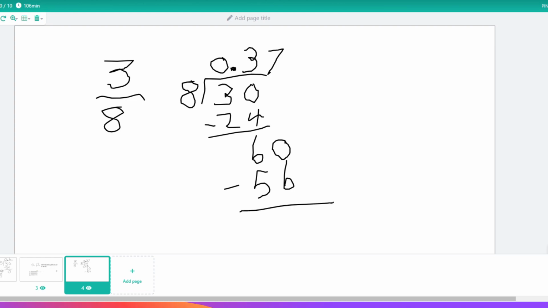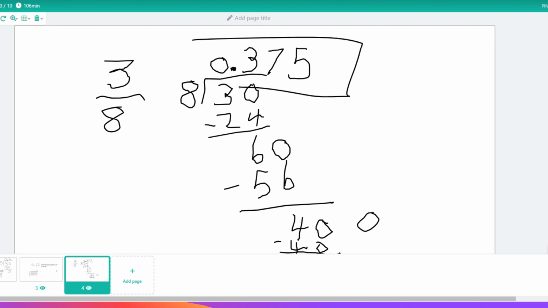And I'm going to subtract. 60 minus 56 is 4. I add a 0, and I keep on going. So 8 goes into 40 5 times. And once I hit this situation where 40 subtracts 40, and I have a 0 remainder, I'm done. So 3/8 is converted into 0.375.